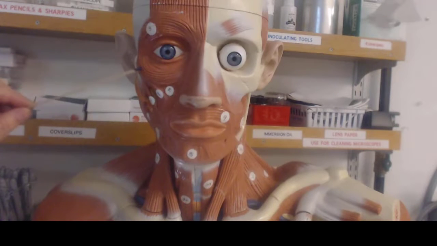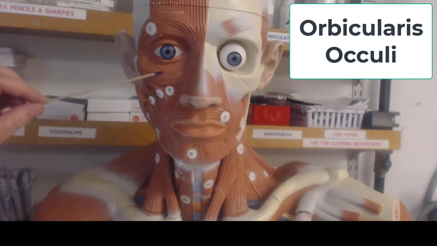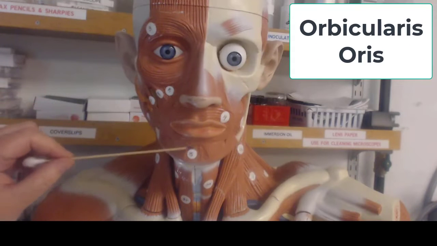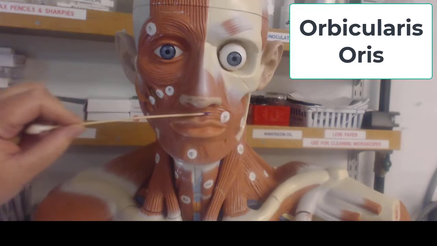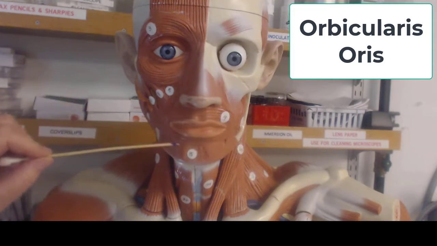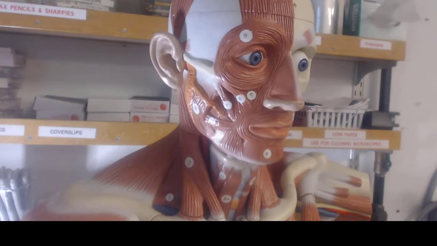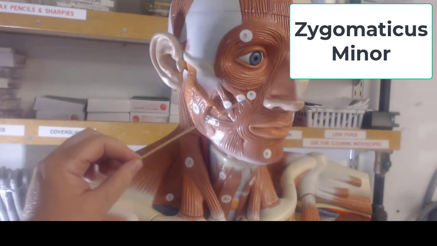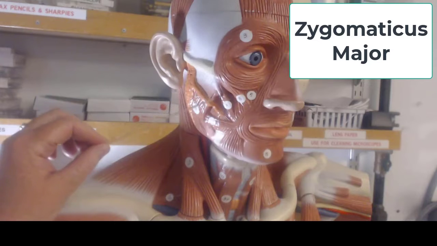So here we see the orbicularis oculi muscle. This allows us to blink, to close our eyes. And around the mouth, we have the orbicularis oris muscle. This allows us to do the duck face, to do kissy faces. You have two muscles that allow you to smile. Hopefully you're still using them. We have the zygomaticus minor muscle and the zygomaticus major muscle.